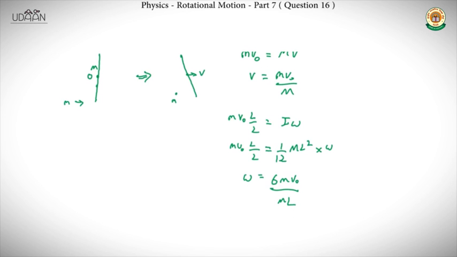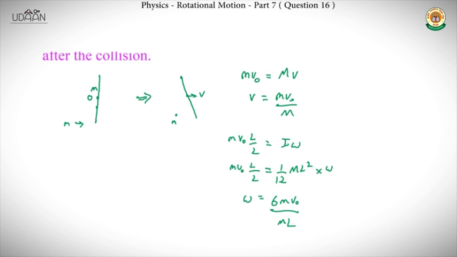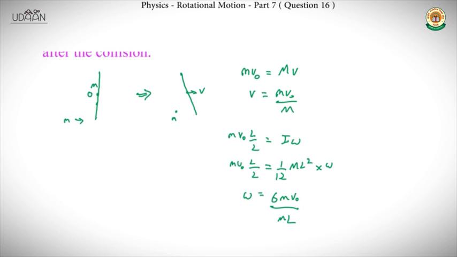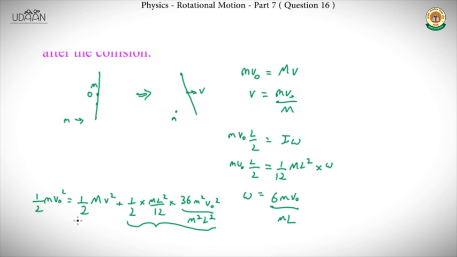Now I have an expression for V, I have an expression for omega. I can easily move ahead to the conservation of energy now. Since I have exhausted my linear and angular momentum conservation, I move on to the energy conservation and use these relations which I have derived in terms of known quantities. The energy conservation will give me the initial energy, half m v0 square, equal to half into capital M into V square, which is the final translational kinetic energy, plus half into ML square by 12 into omega square, which will be 36 m square v0 square by M square L square. This is the rotational kinetic energy of the rod, this is the translational kinetic energy of the rod, and this is the initial kinetic energy of the incoming mass.